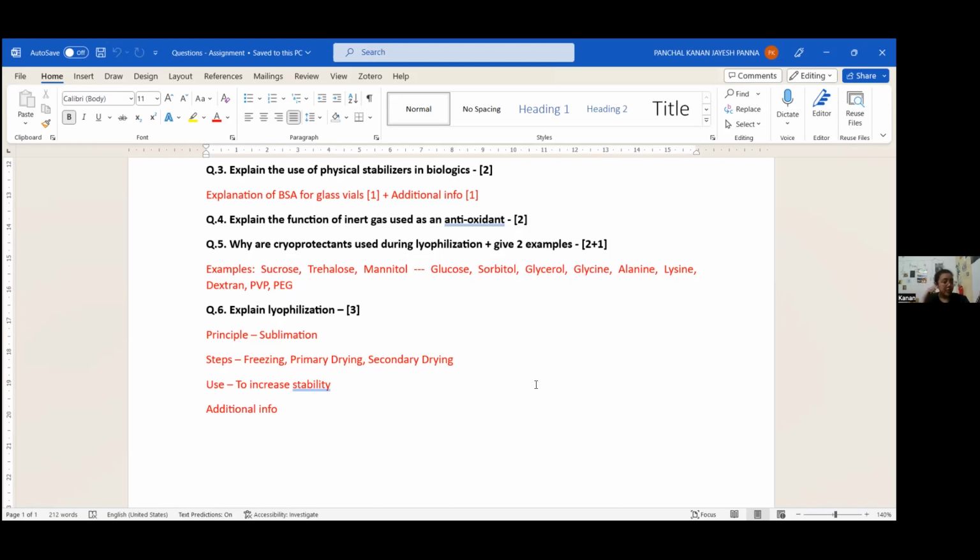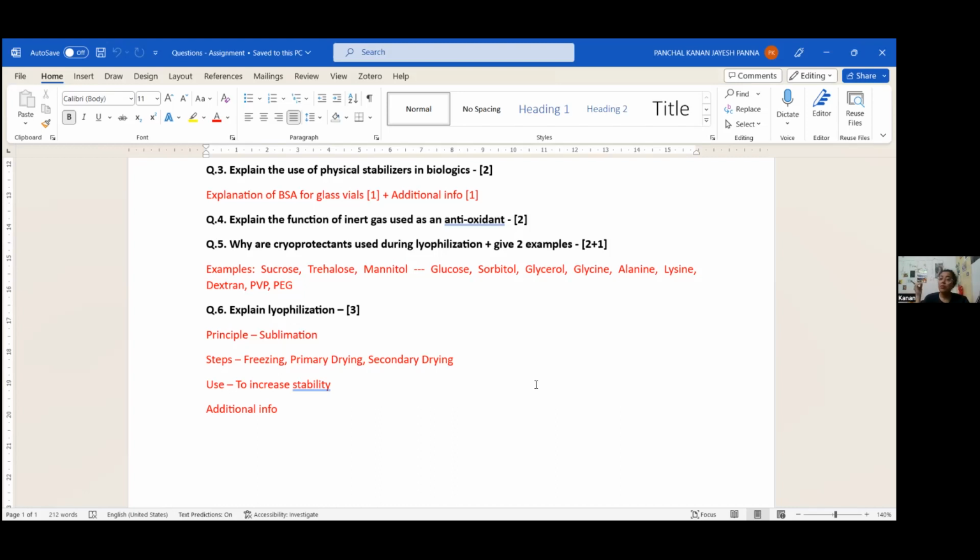Cryoprotectants used during lyophilization. Why? Everyone has written only about proteins, but it's used for small molecules also, right? I had explained the freezing process for nanoparticles and liposomes. Nobody even mentioned it. I needed that too, not only for proteins. It's used for small molecules also.